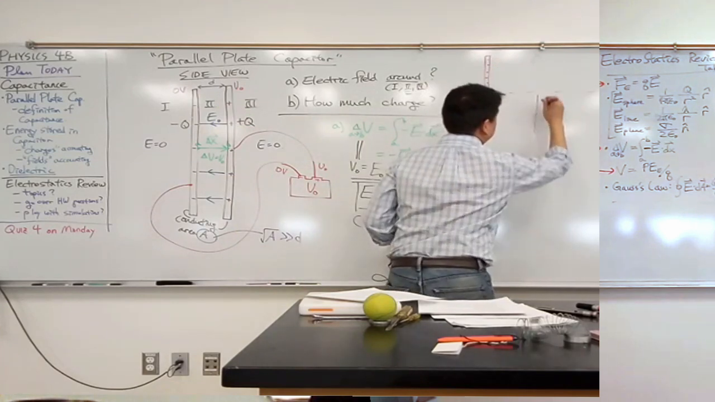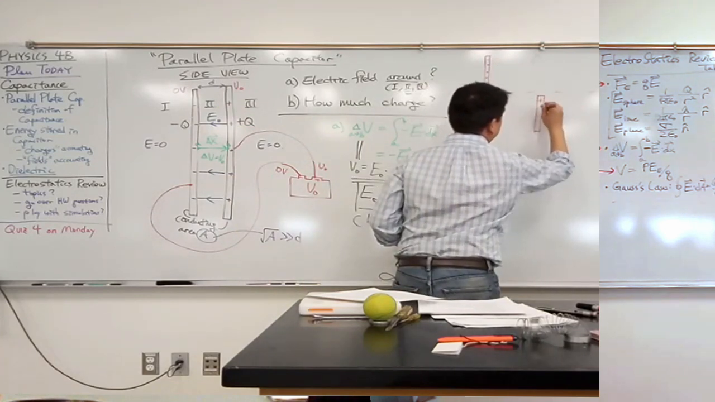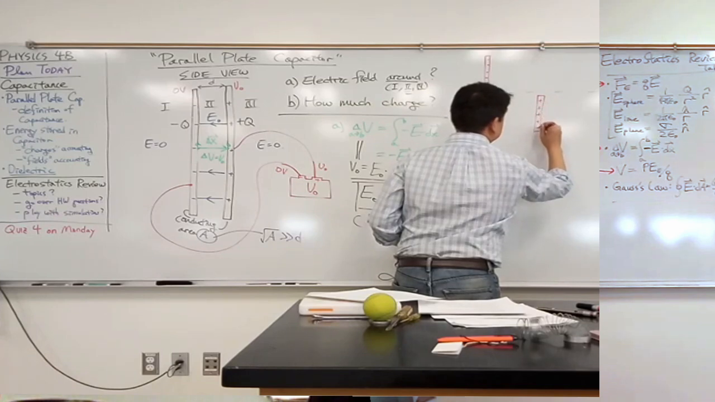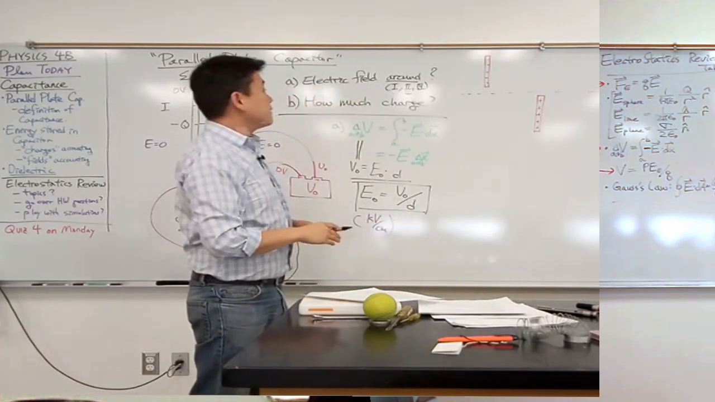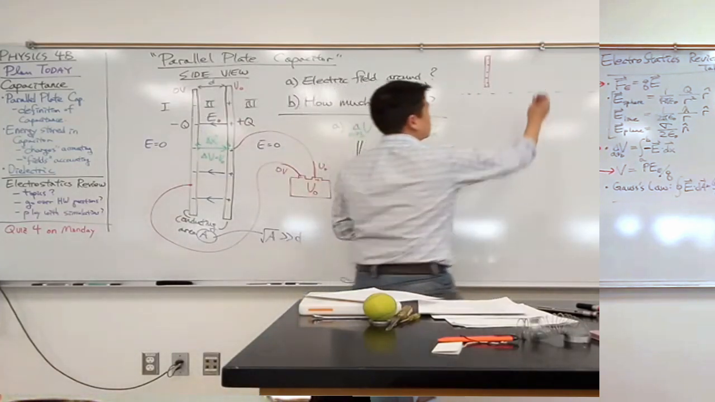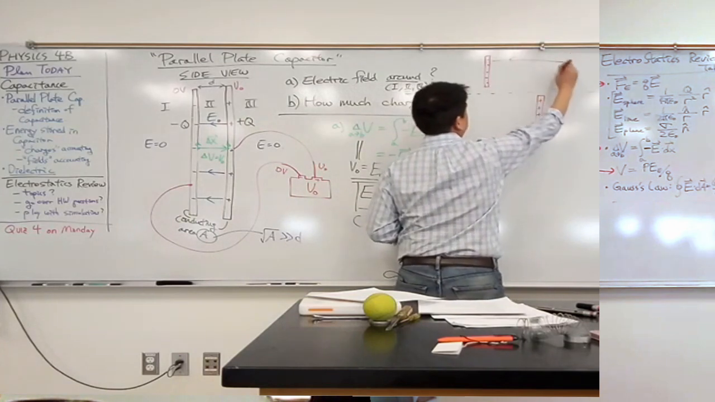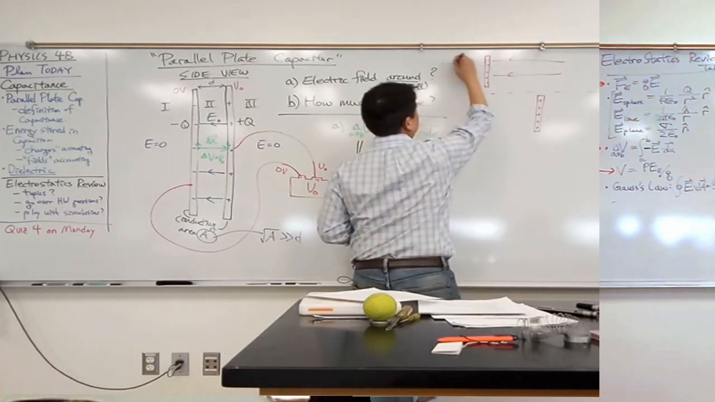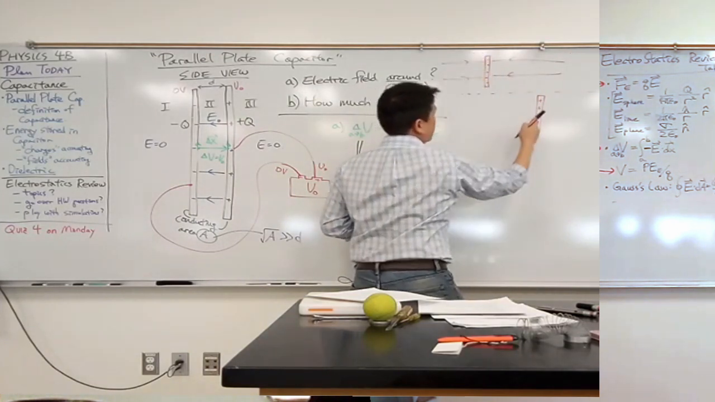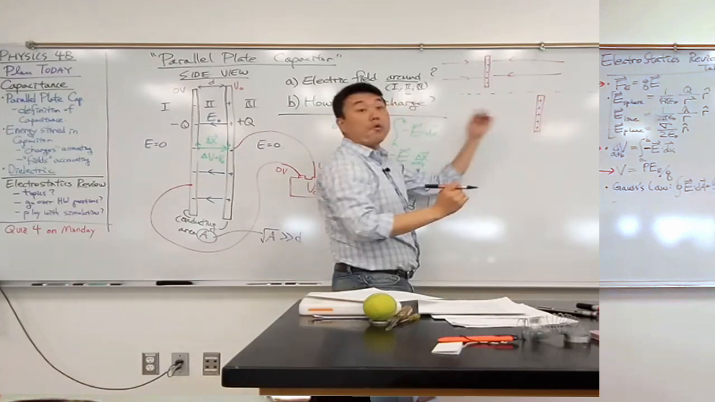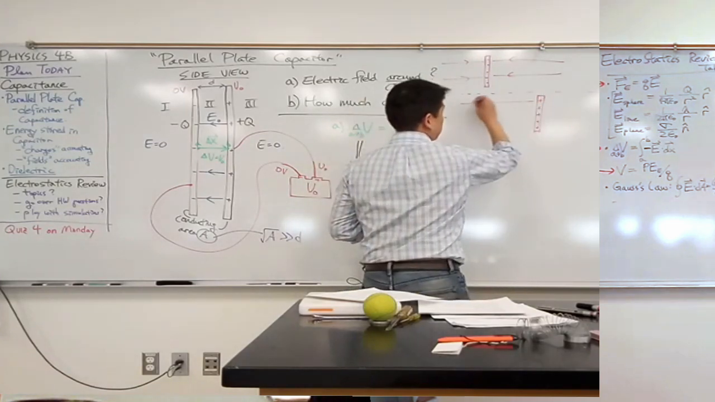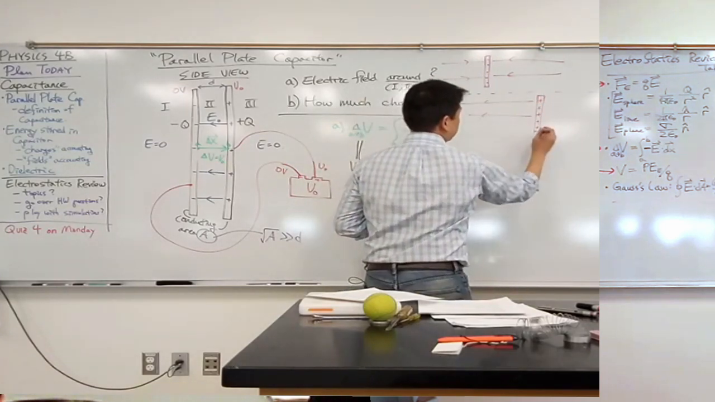And electric field due to a single positive plate. All right? Then here, the electric fields look like this. It points towards the negative plate. And here, electric fields point away from the plate.